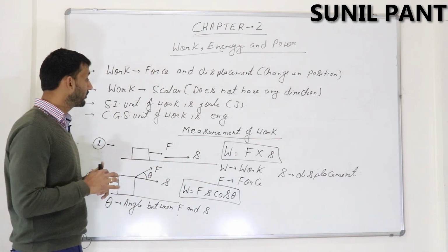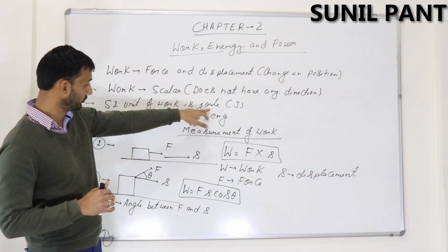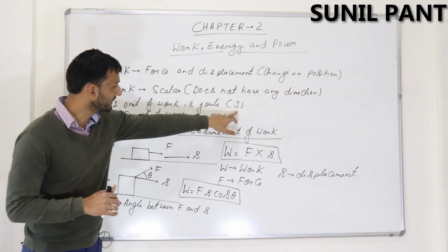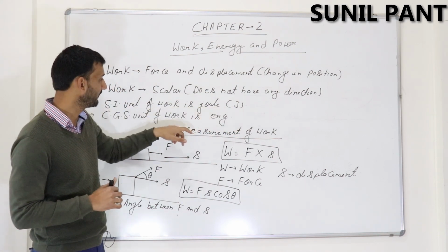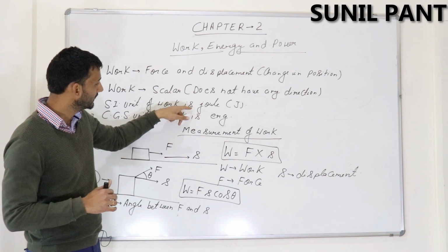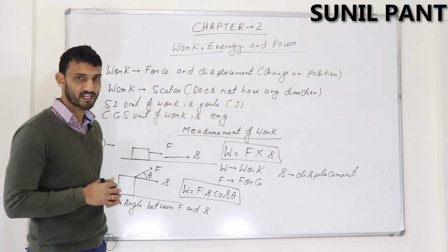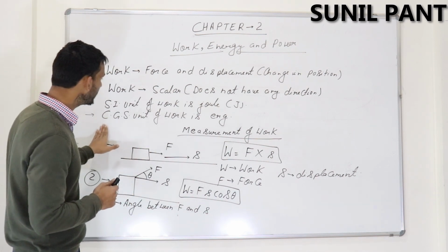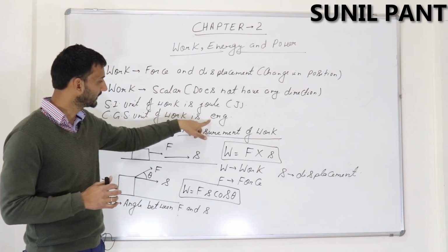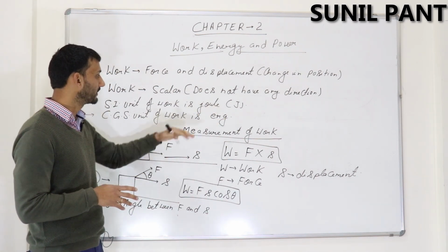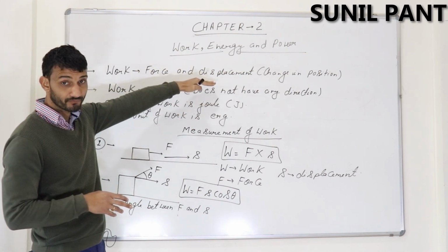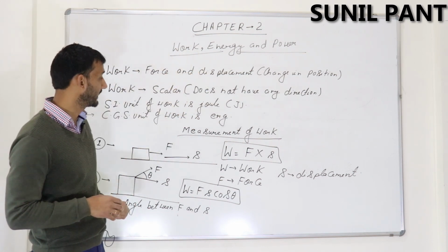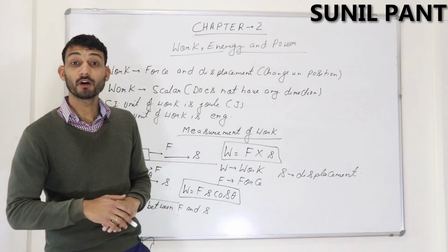What is the SI unit of work? The SI unit of work is joule and its symbol is capital J. So you have to write joule starting with a small j and then the symbol has to be capital J. The CGS unit of work is erg, E-R-G, erg. So this is how we define work, and this is the SI unit and CGS unit of work.